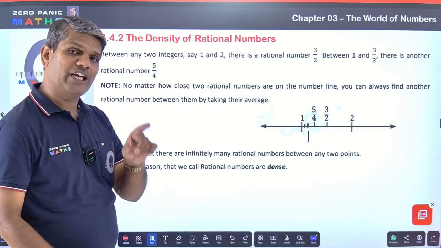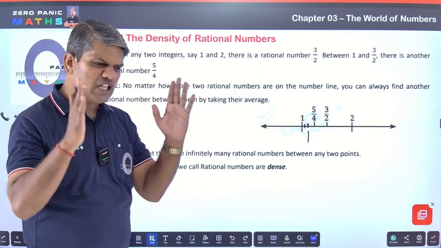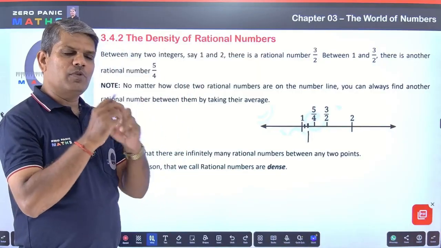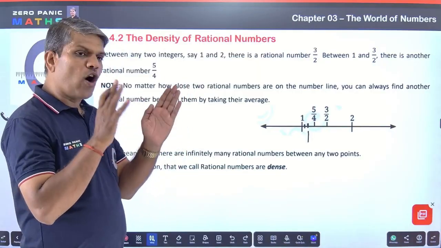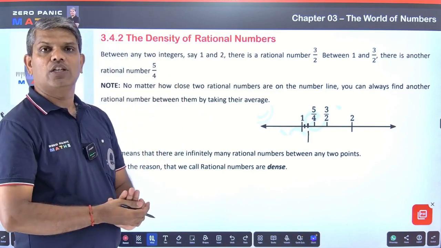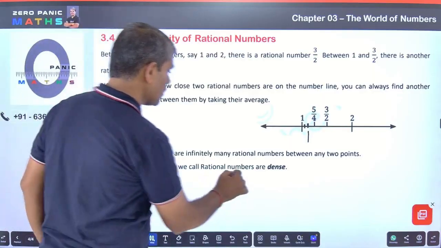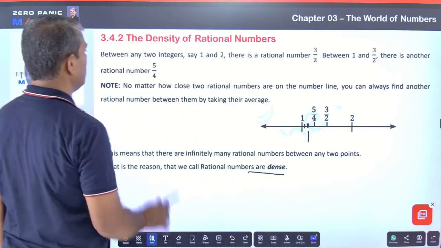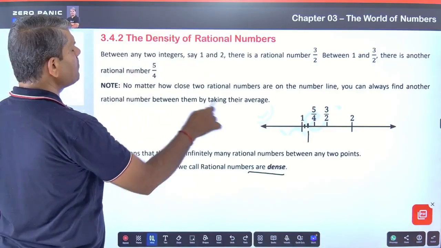That is what is called dense. Dense means compact. There are very compact values that might exist between the two units. So that is what is called the density of rational numbers. So you can see this is an example of that.